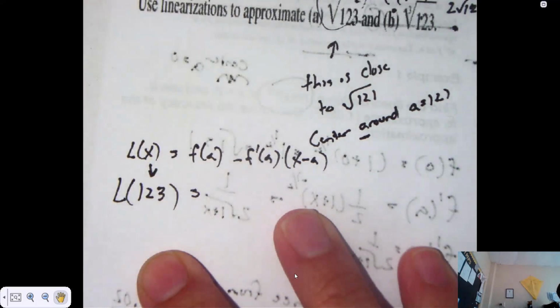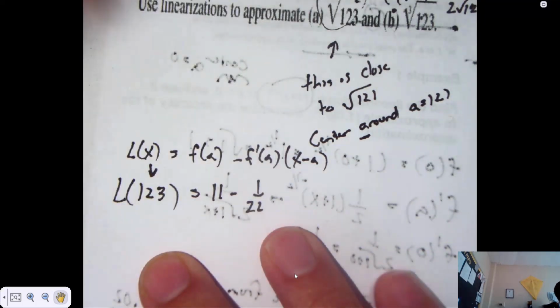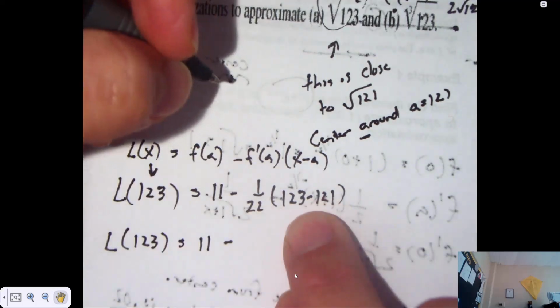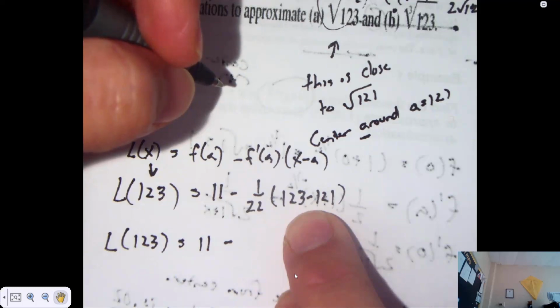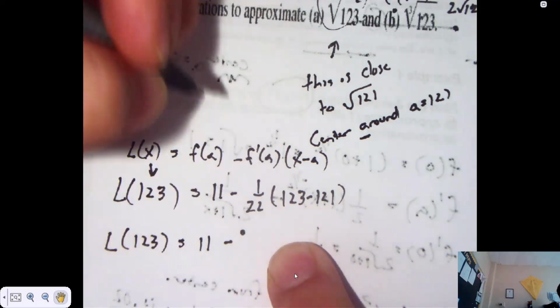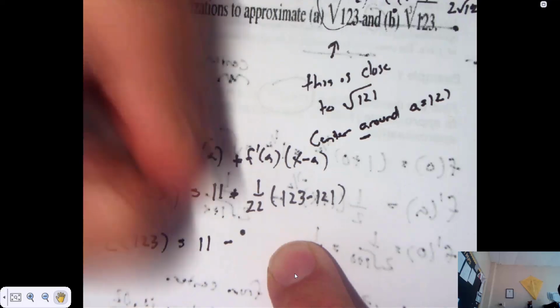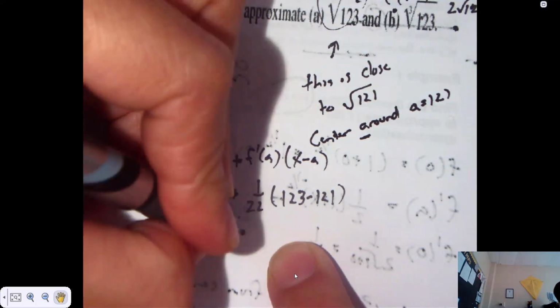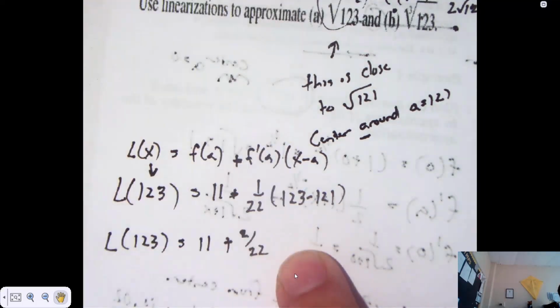It is f of a, which we found to be 11, minus the slope, or the derivative when you plug in 11, 1/22, and 123 minus 121. So the linearization of 123 is 11. What's 123 minus 121? 2, right? 11 minus, why am I using a minus? There's a plus sign in there. It's plus, not minus. Plus 2/22, which is 11 plus 1/11.